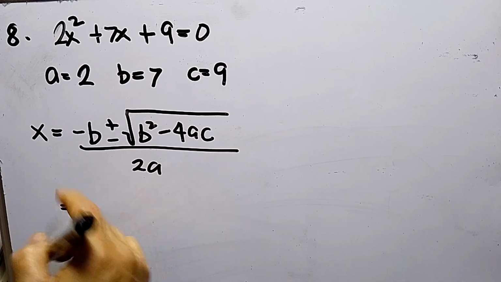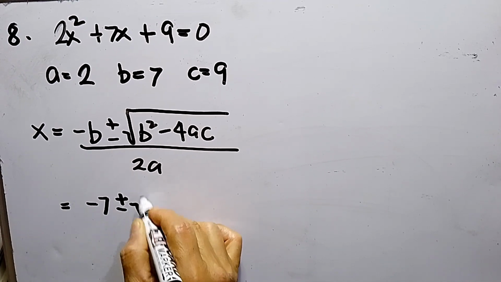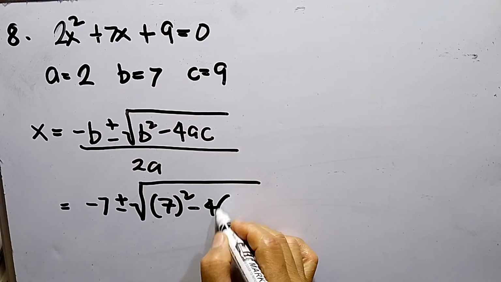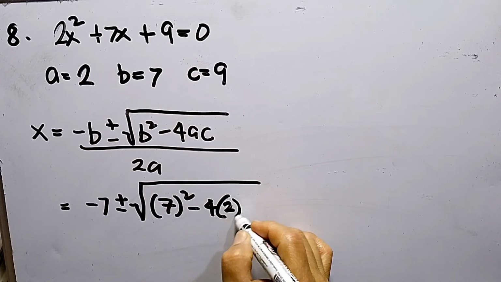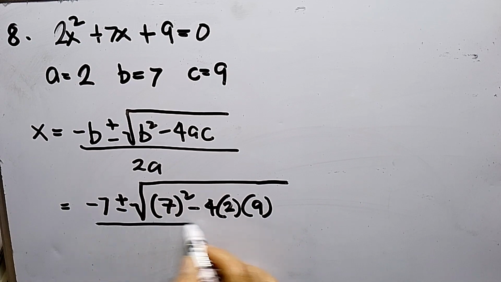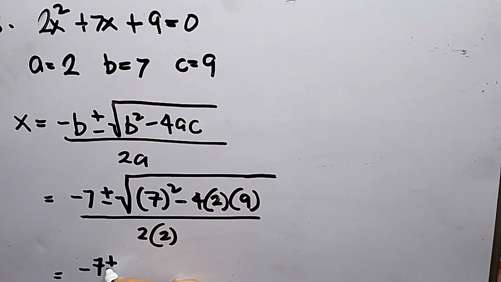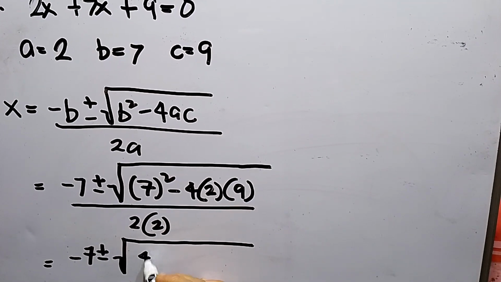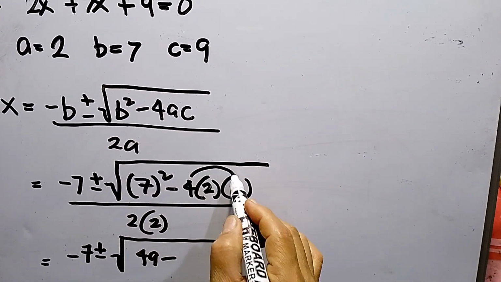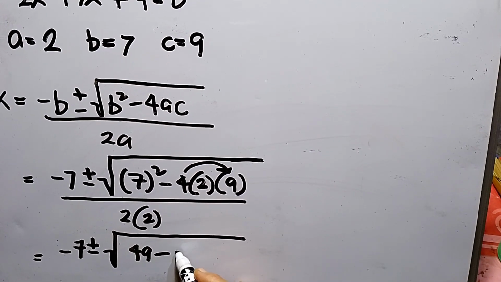So I need to substitute b, a, and c. So this will be negative 7 plus and minus square root of 7 squared minus 4 times a, which is 2, and then the last will be c, which is 9, all over 2 times 2. So this will be negative 7 plus and minus square root of 49 minus 4 times 9 is 36, times 2, 72. Oh, this is impossible.